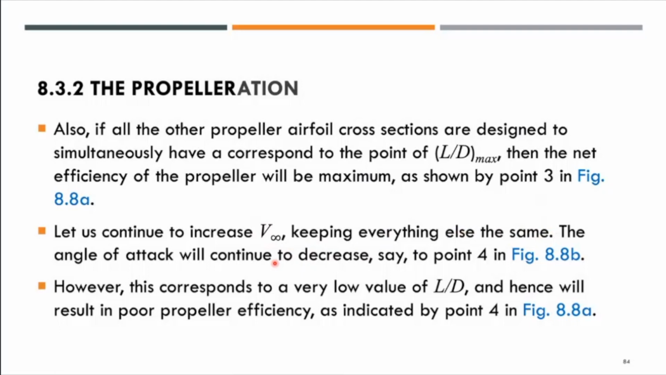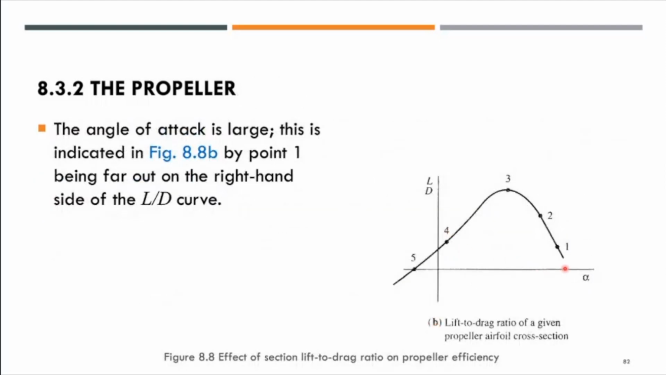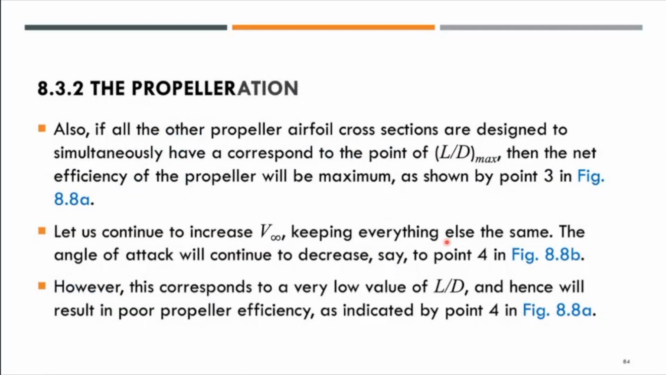The angle of attack will continue to decrease, say to point 4. However, this corresponds to a very low value of L over D, and results in a poor propeller efficiency, as indicated by point 4. You can see here, if you reduce alpha, you get L over D very low. High alpha or low alpha can also give L over D at the lowest.